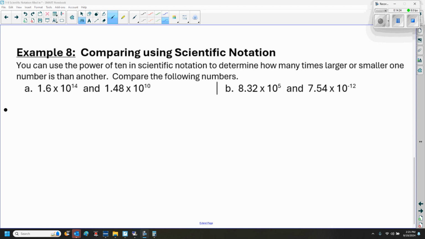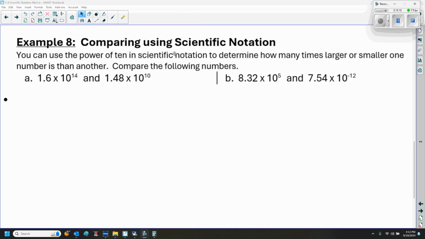So for example 8, we are comparing using scientific notation. It says you can use the power of 10 in scientific notation to determine how many times larger or smaller one number is than the other. We want to compare the following numbers. So here we're going to compare 1.6 times 10 to the 14th and 1.48 times 10 to the 10th. So we want to know how many times larger or smaller one number is than the other.